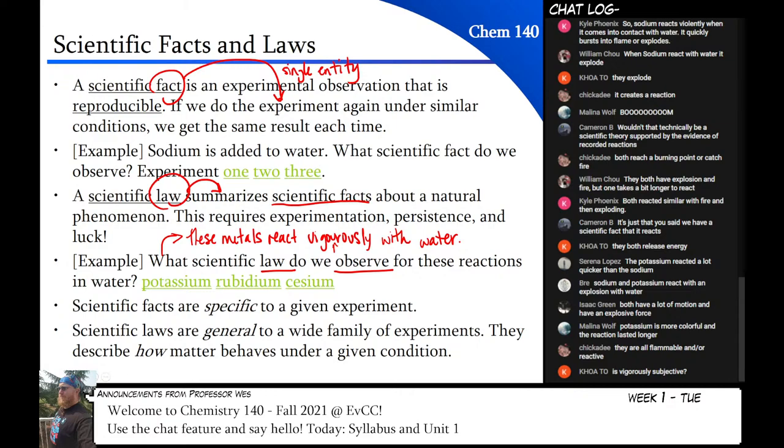Now, something that is very important here that we would like to describe is that all that we have done for scientific facts and laws is answer this question: how matter behaves. Now, what we have not answered is, why does the metal explode? So far, all we know is, oh, it just does, right? If you answer something very vaguely, like, oh, well, that's just what happens, what you are describing is a scientific fact or law.